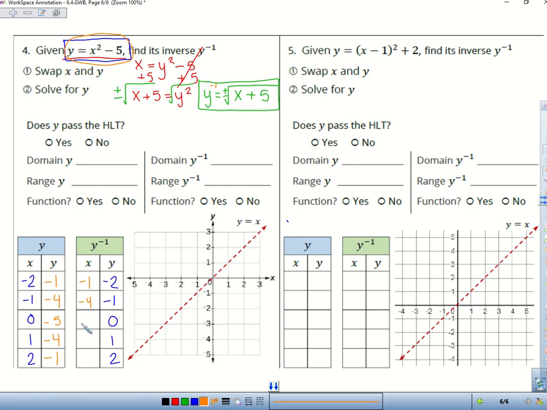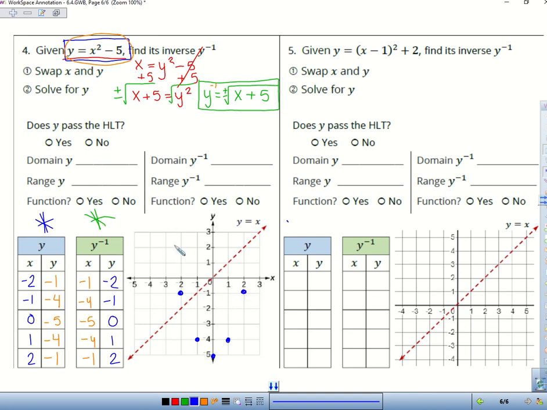So the good news is, if your inverse is complicated, you don't have to worry about coming up with it or plugging things in and graphing that. All you have to do is flip the table from the original function and you'll have the inverse. Does that make sense? So I'm going to graph the original in blue. I'll graph the inverse in green. So we have -2, -1, -1, -4, 0, -5, 1, -4, and 2, -1.